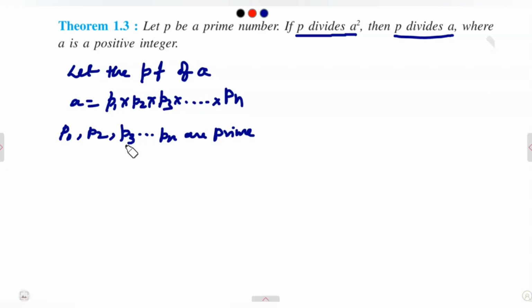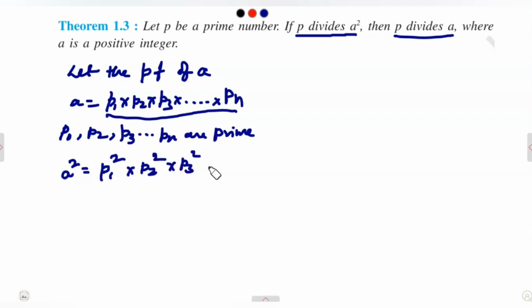Now, if a is equal to this, what happens to a square? Let us multiply a with a itself. That means if you do the prime factorization of a square, you will get the same prime factors once again, each twice. So the prime factorization of a square would be p1 square × p2 square × p3 square and so on up to pn square.